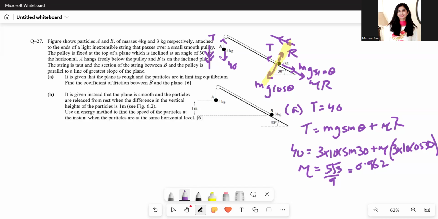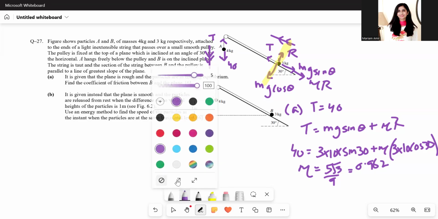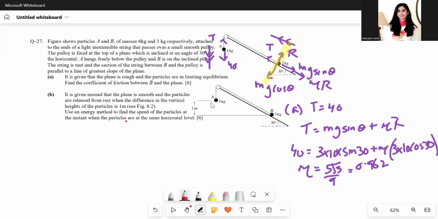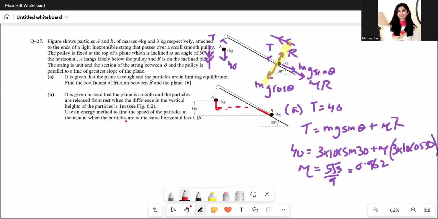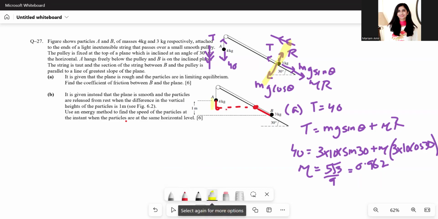Okay, use an energy method to find the speed of the particle at the instant when the particles are at the same horizontal level. Okay, so for the particles to come to the same horizontal level, this will come slightly downwards, it's over here, and this will move slightly upwards till it's at the same level as the other particle here. We need the speed of the particles at this level. So we know that this length plus this vertical length would equal 1. And this length is actually d.